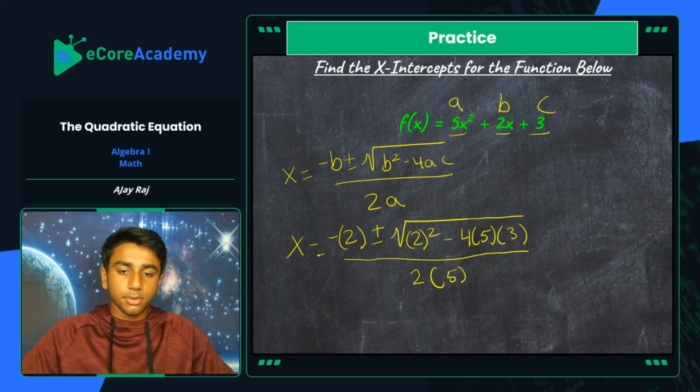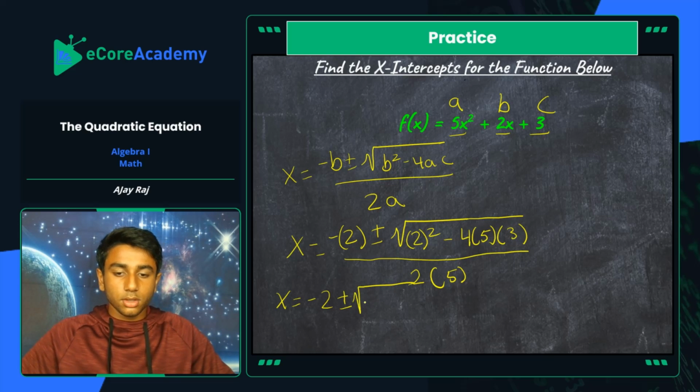Now we can start to simplify, so x equals negative 2 plus or minus the square root of 2 squared, which is 4, minus 4 times 5, which is 20, times 3, which is 60. So we're left with 4 minus 60 in this case, so that's going to be negative 56 in this case, all over 10, because 2 times 5 is 10. All right, so let's shift this over here.